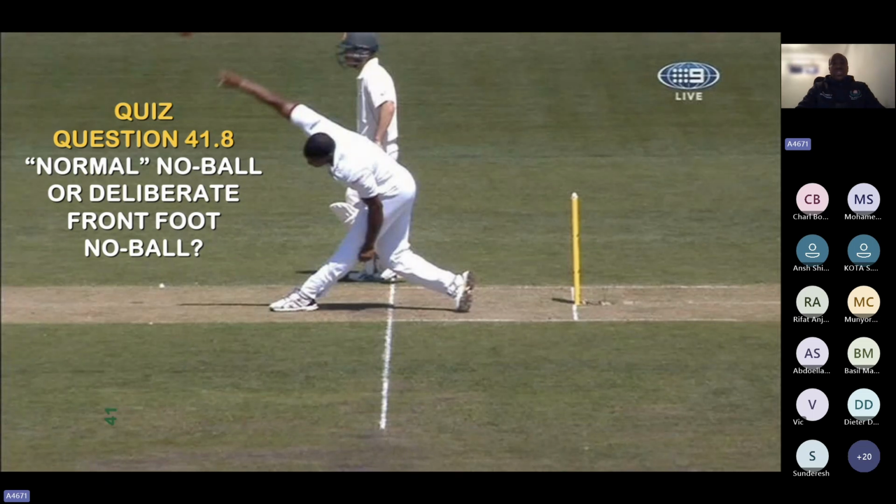Are we considering this an unintentional front foot no ball, or are we considering this a deliberate front foot no ball? Please type into the chat box 41.8 normal or 41.8 deliberate. Okay. We'll go through all the answers at the end of the presentation. And Mohammed, we will come to your hand after we've gone through all the questions in the chat box.